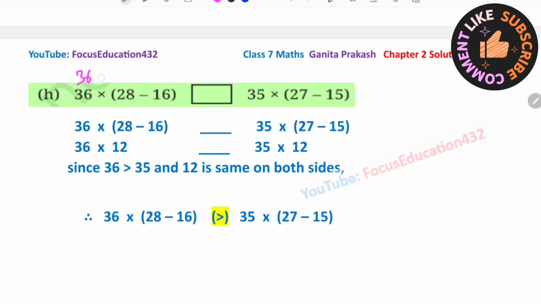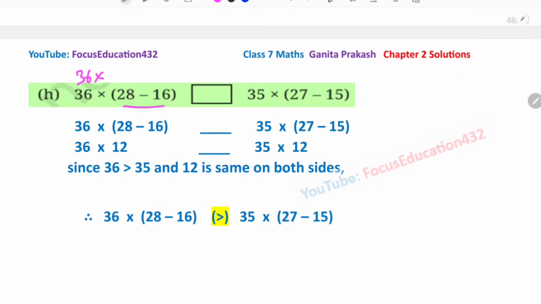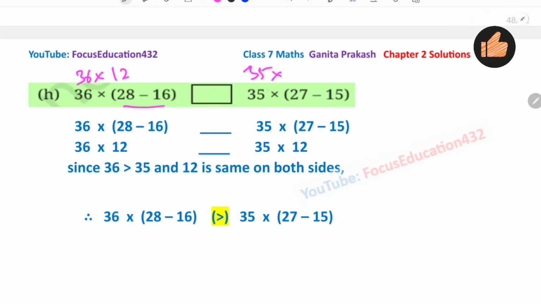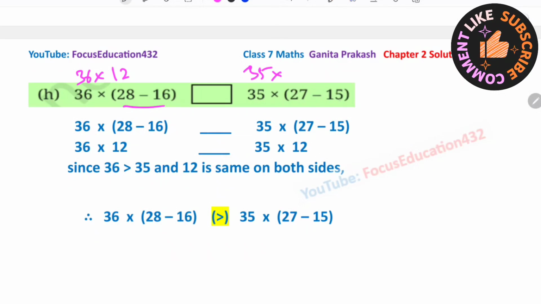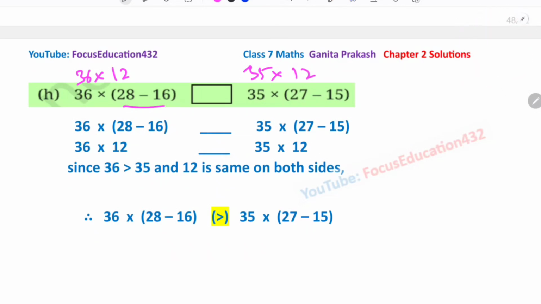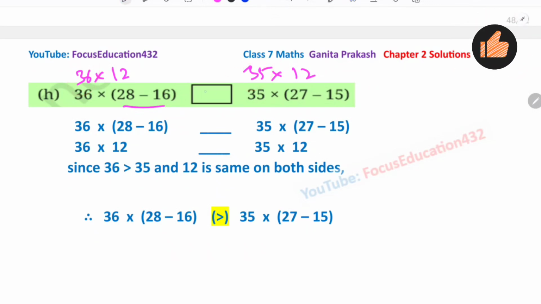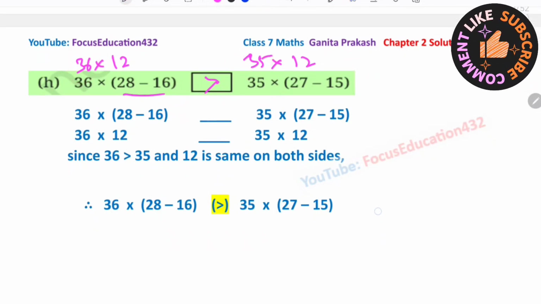36. Bracket part you have to do first. 28 minus 16 is 12. So here 35 multiplied by here also 12. So 36 is greater than 35. Here you are having 36, here you are having 30. 12 remains same. So naturally left side is greater.